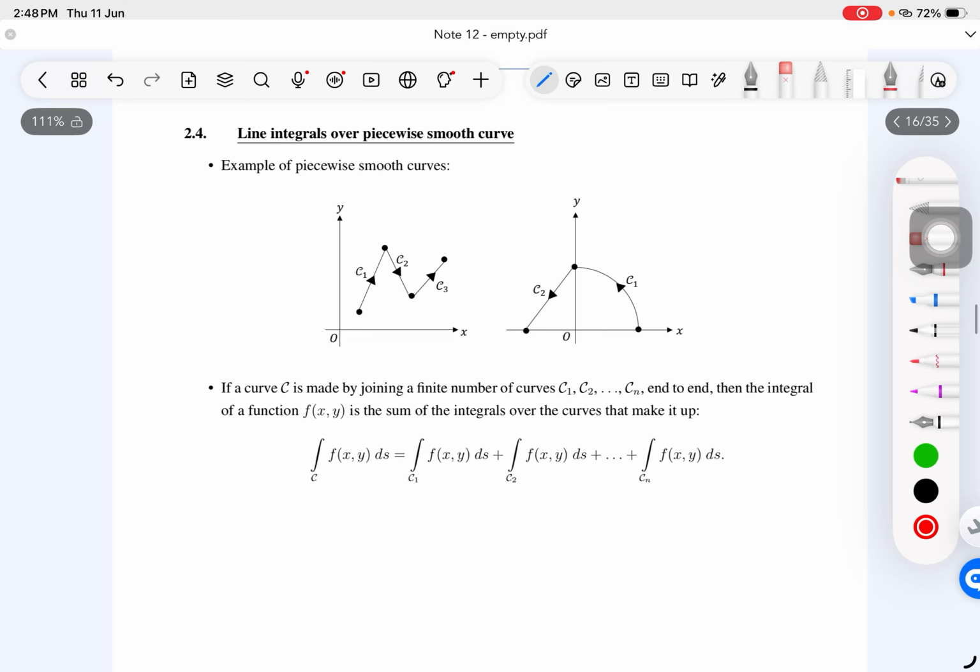Now we want to enter line integrals over piecewise smooth curves. Meaning that it is a combination. Let's say for this example, this is your C1, your first line integral, so we denote it as C1. And then this is your second line integral, so we denote it as C2. To get the line integral, it is the combination of the line integral for C1 plus the line integral for C2.